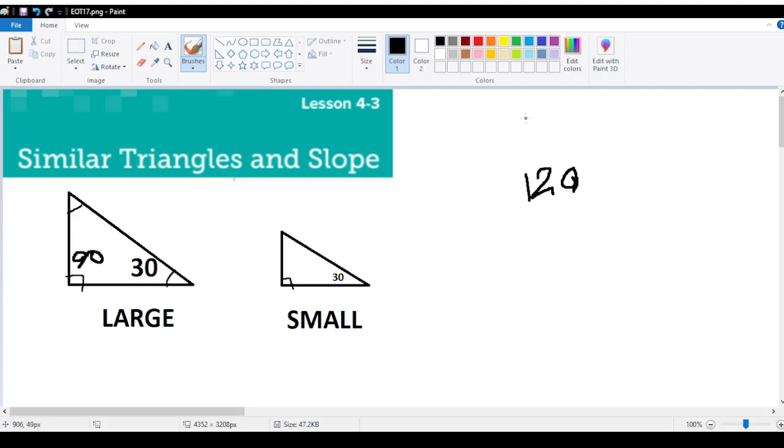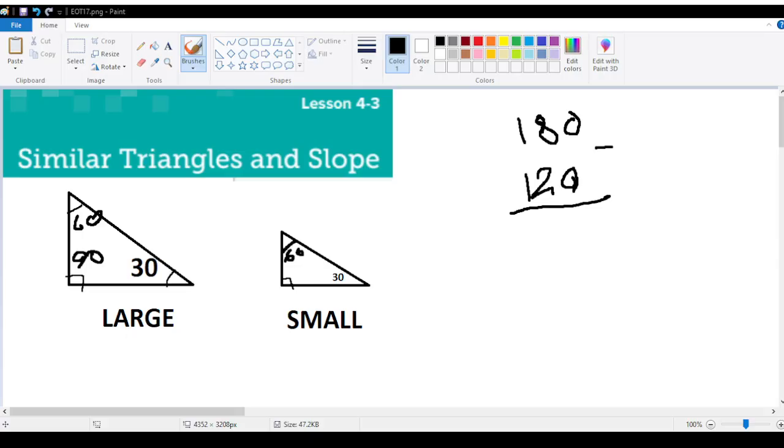How much is left in order to reach 180? We will subtract them. So we will say 180, the total of the angles, minus 120. 60. That's right. So this angle should be 60, and this one should be 60 as well. Now, if we have the same angles, that means that we have the same shape.